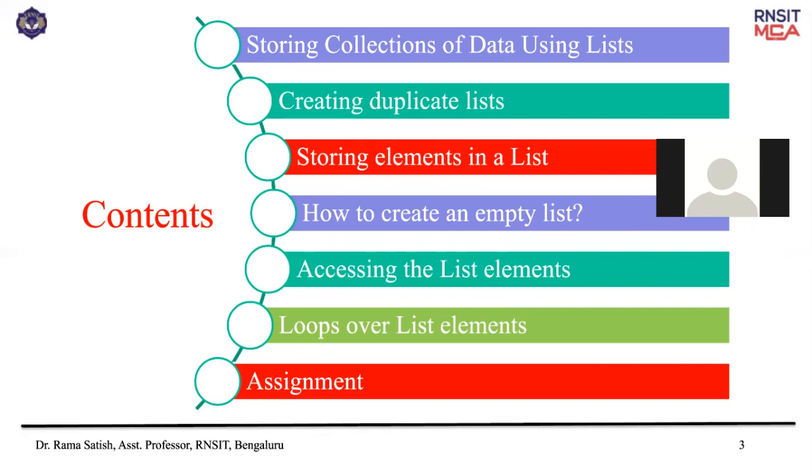What happens when you create duplicates? There are two ways. One is creating the content duplicate list. Another one is creating the reference to the existing list. And next, storing the elements in the list, how to create an empty list, how to access the elements, and finally, the looping over the list elements. And finally, we discuss about assignments.